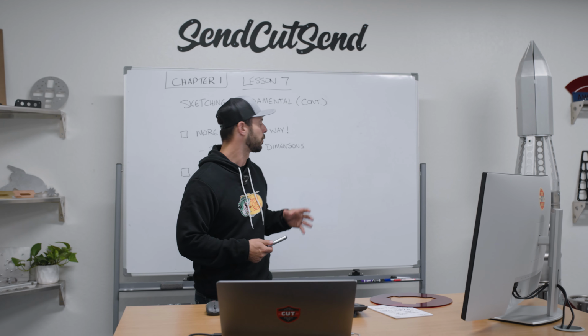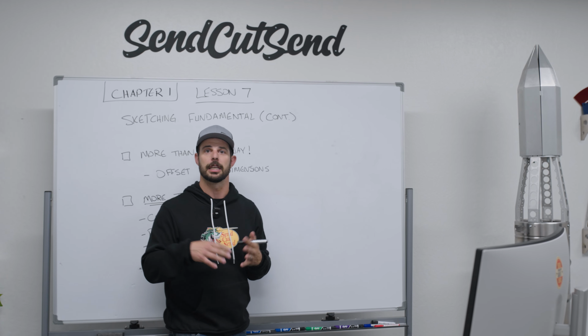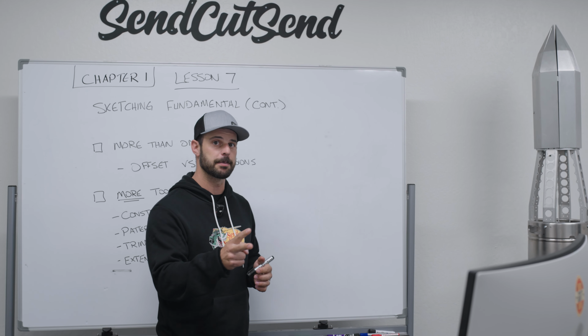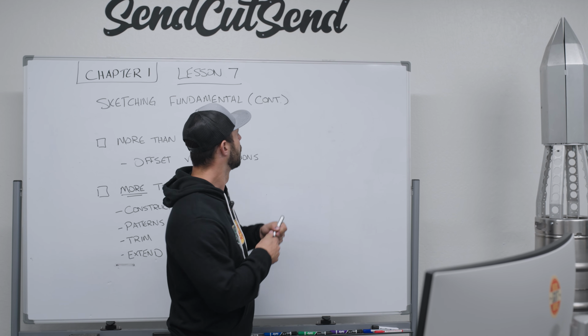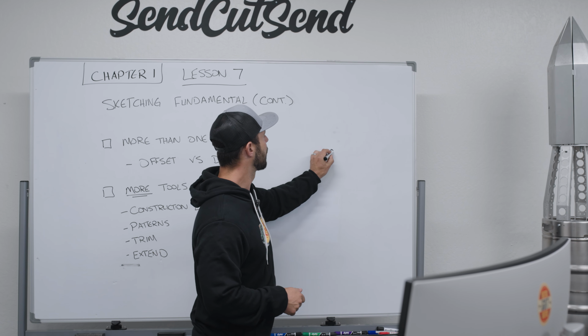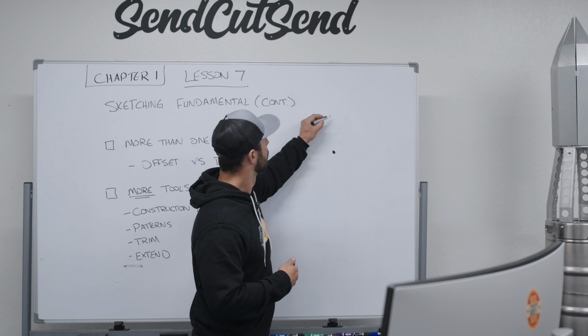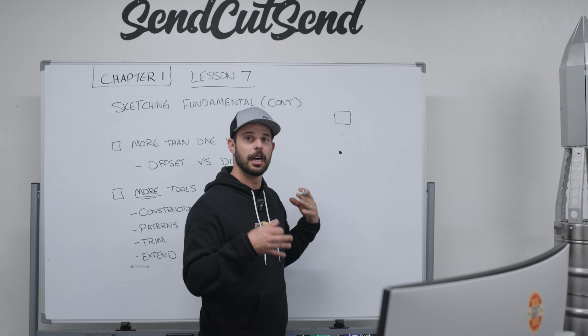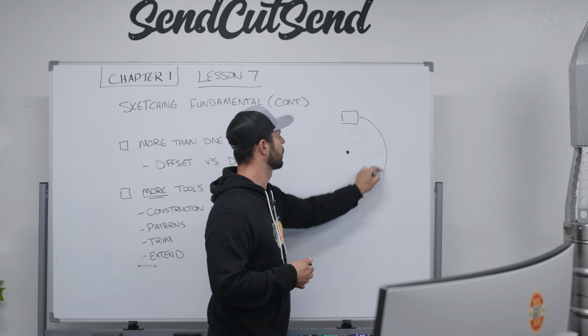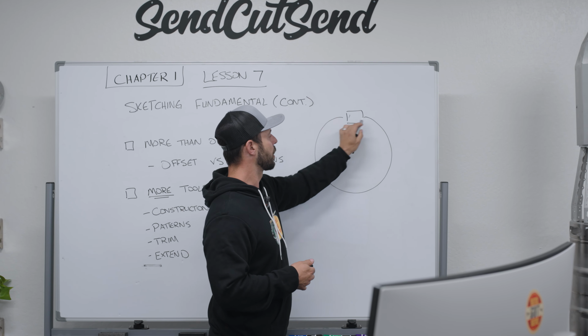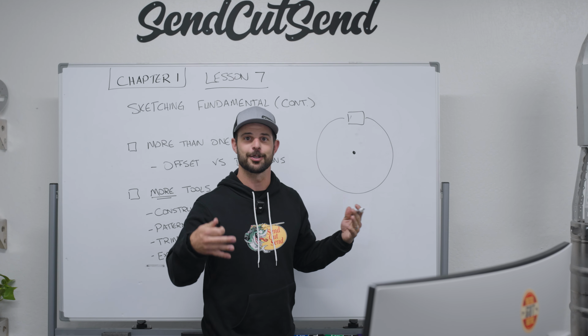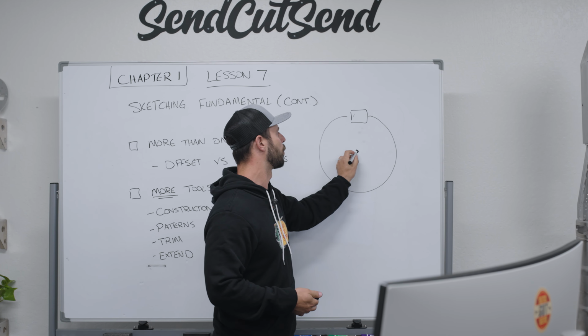Now let's come over to the whiteboard to talk briefly about patterns in CAD. There's 2 main types of patterns. There's a circle pattern, which in this case right here, say we have our center or origin, and we have that rectangle. A circle pattern allows you to create multiple of these rectangles in a pattern around the origin or around a center point.